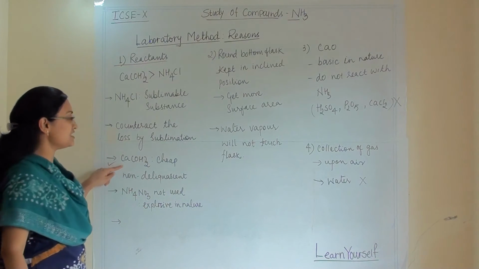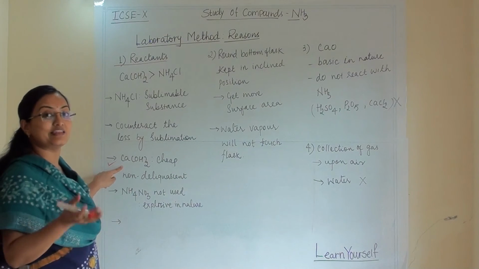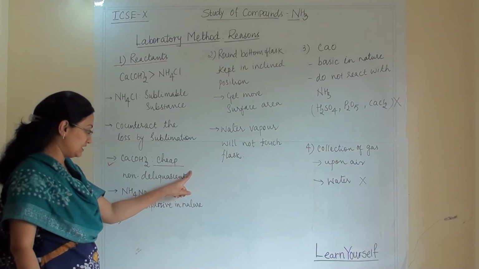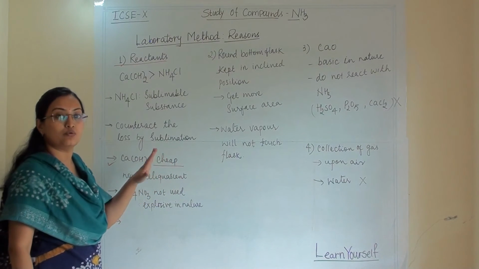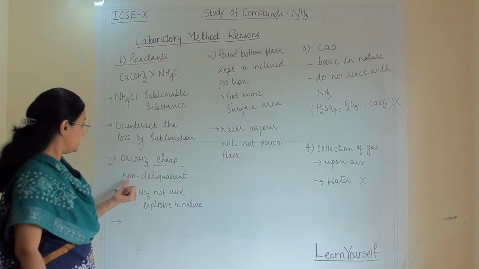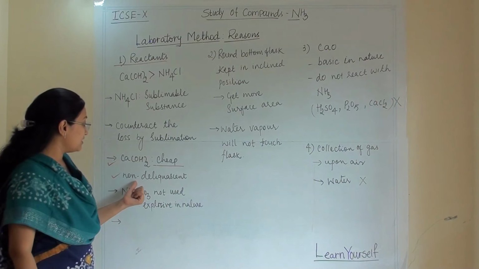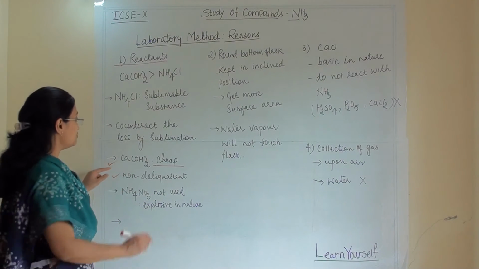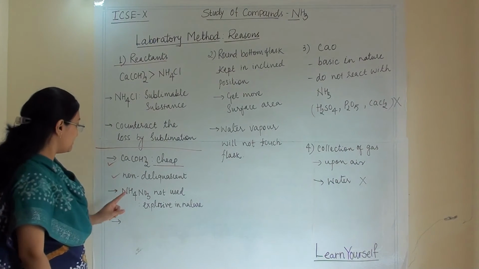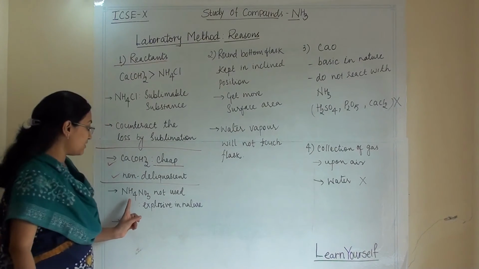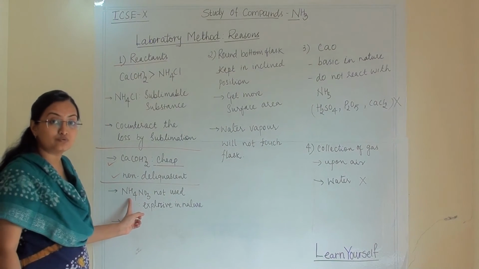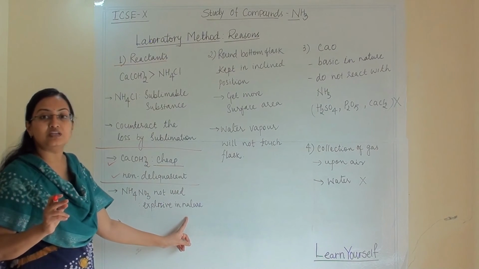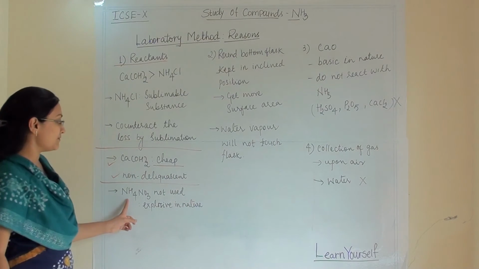Then why are we using calcium hydroxide as an alkali and not anything else? First reason, it is cheap. Financially it is okay to use in lab preparation. Second, very important, it is non-deliquescent in nature. So for these two reasons we are using calcium hydroxide. Then the third reason is why we are not using NH4NO3, that is ammonium nitrate, because it is explosive in nature. So we are not using ammonium nitrate.